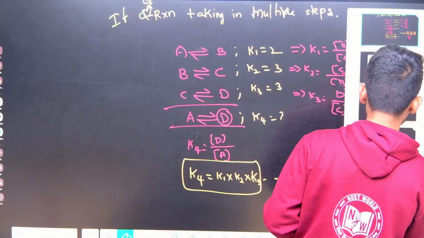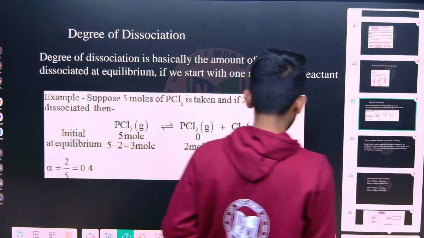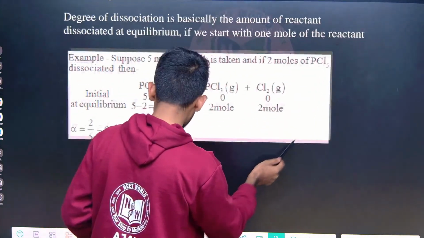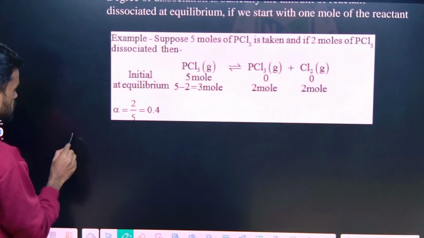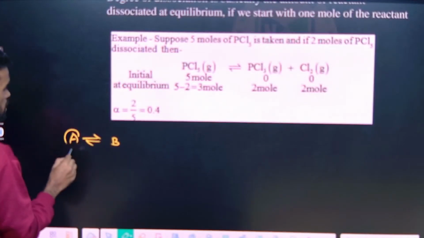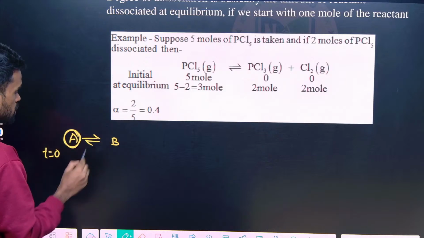The next thing here is we need to learn about degree of dissociation. So degree of dissociation means what? For example, we are taking a reaction, A is giving rise to B, something like this. Initially, at time t0, we have only reactant. Right now, product concentration is 0.